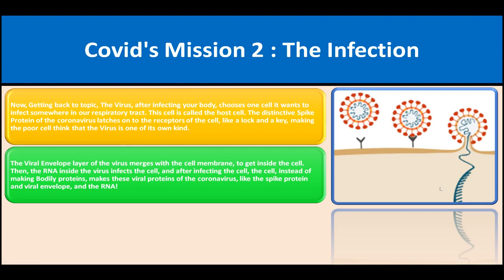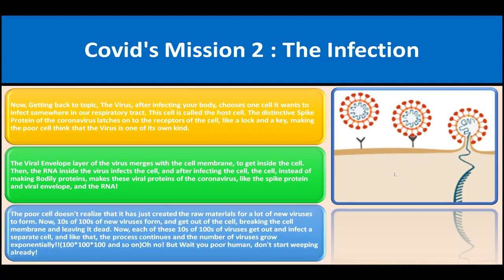and after infecting the cell, instead of making bodily proteins like it should, it makes these viral proteins of the coronavirus, like the spike protein, the viral envelope, and the RNA, and the nucleocapsid protein, etc. The poor cell doesn't realize that it has just created the raw materials for a lot of new viruses to form. Now, tens of hundreds of new viruses form and get out of the cell, breaking the cell membrane and leaving it dead. Now, each of these tens of hundreds of viruses get out and infect a separate cell, and like that, the process continues and the number of viruses grow exponentially.